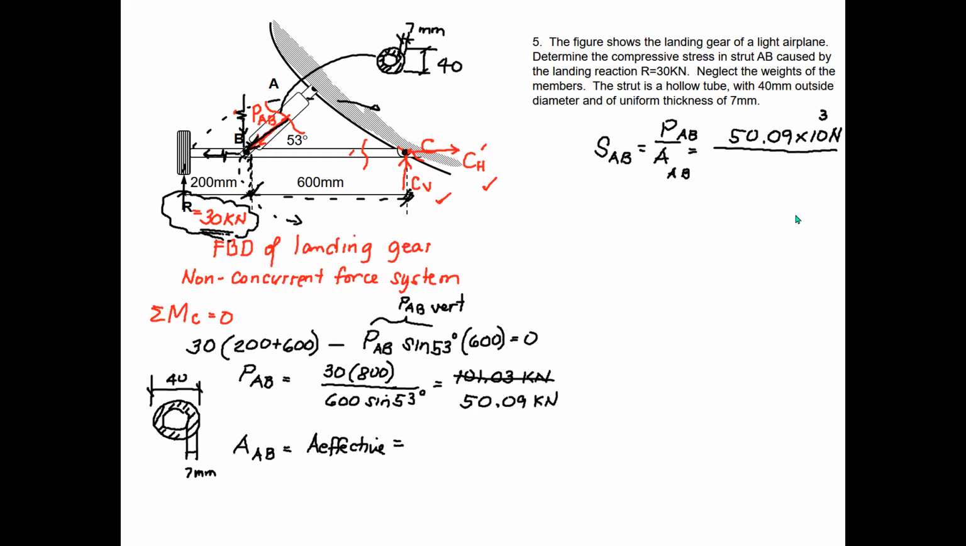Okay, Soriano. Pi over 4 times 40 squared, minus pi over 4 times quantity 40 minus 14 squared. Why did you use 14? Kasi dalawa po yung 7 millimeters.